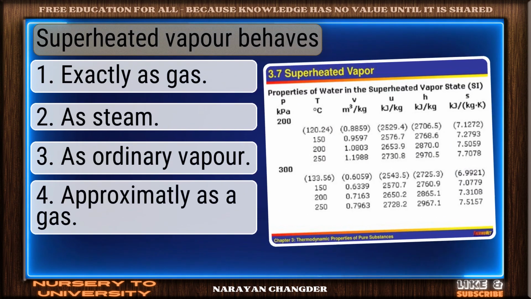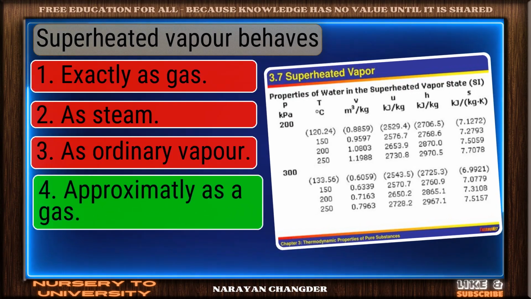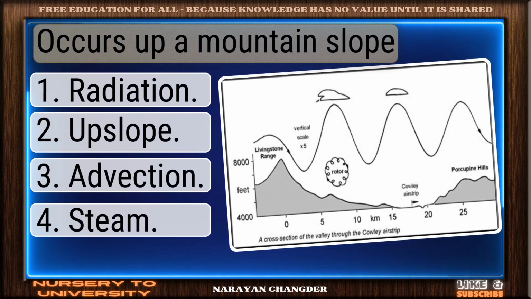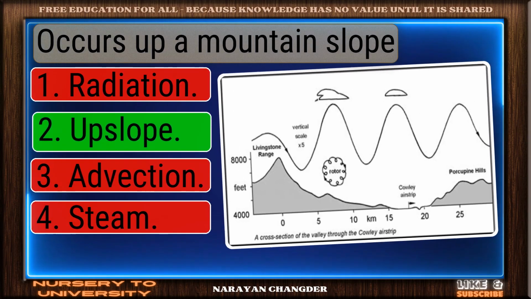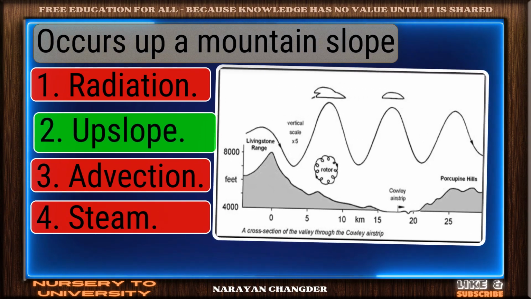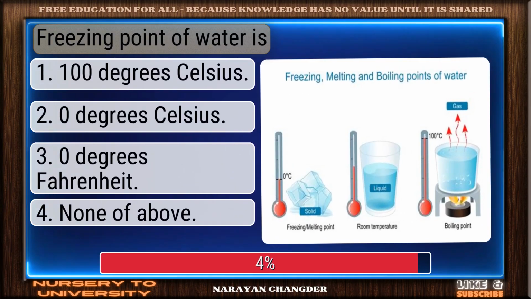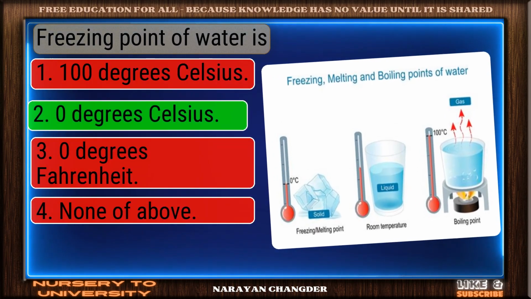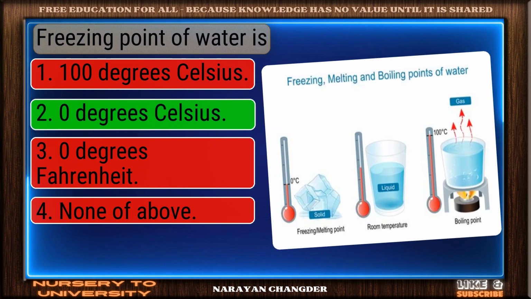Superheated vapor behaves. Nicely done. Approximately as a gas is a solid answer. Occurs up a mountain slope. Great thinking. Upslope is the right choice. Freezing point of water is? Right choice. 0 degrees Celsius is the best answer.